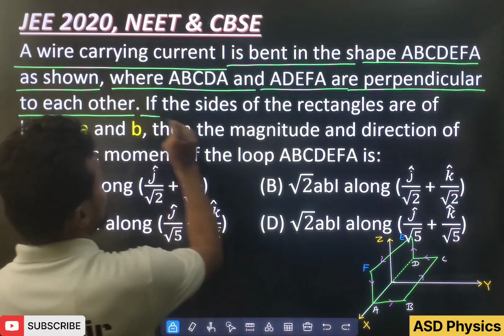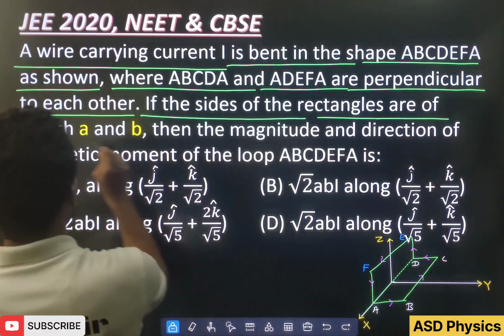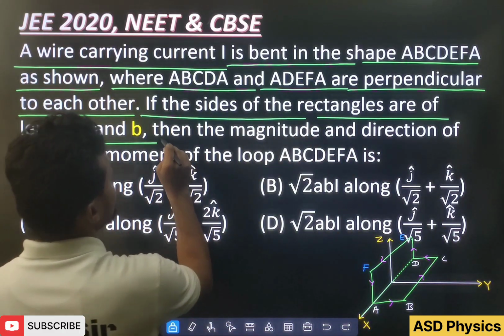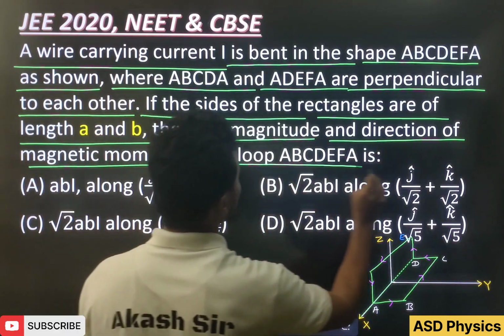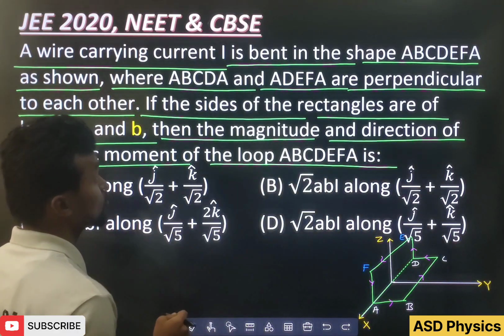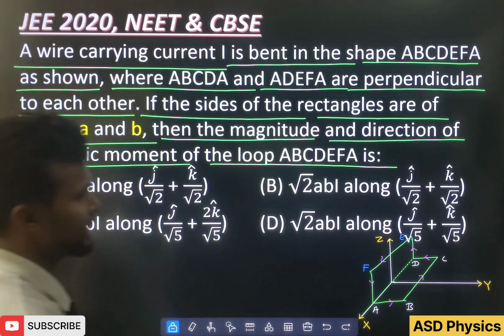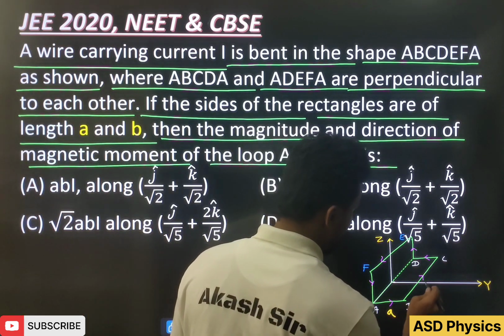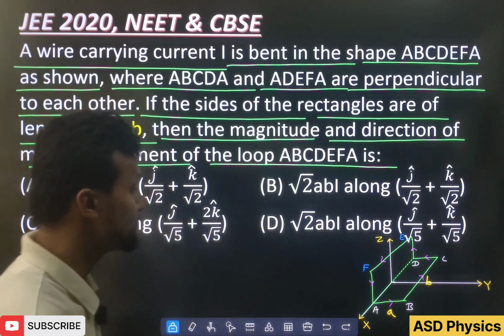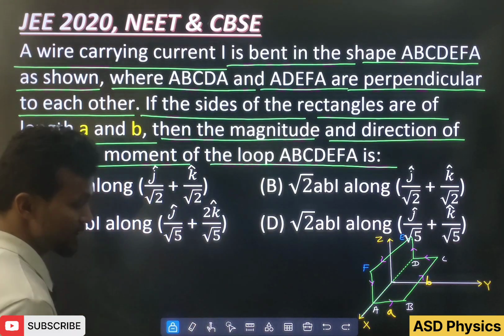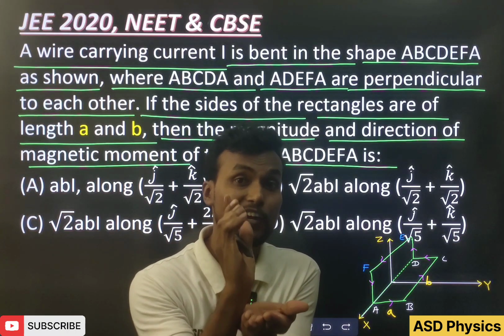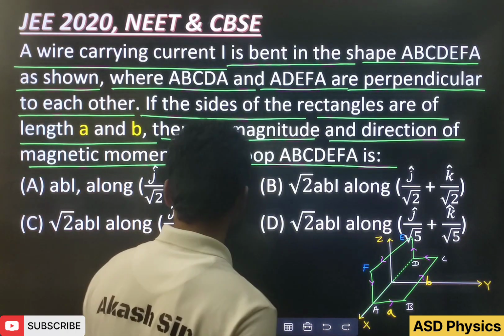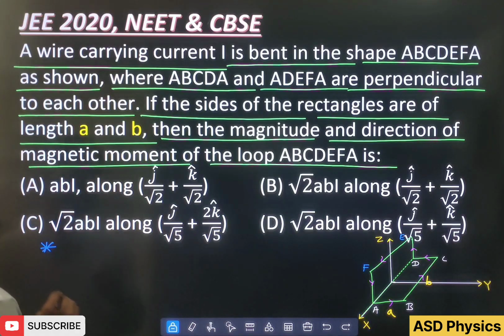Now, if the sides of the rectangles are of length A and B, then what are the magnitude and the direction of the magnetic moment of the loop? The sides they are telling are A and B. I have taken this as A and this as B, and both are in perpendicular planes. Just like one notebook, opened like this, is a similar situation. So let's take, for example, the first one as ABCDA.